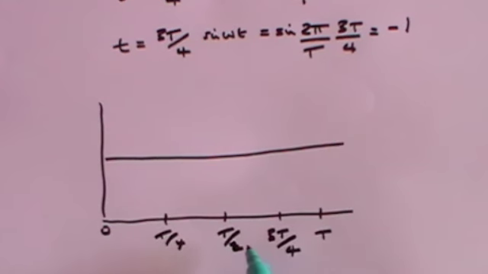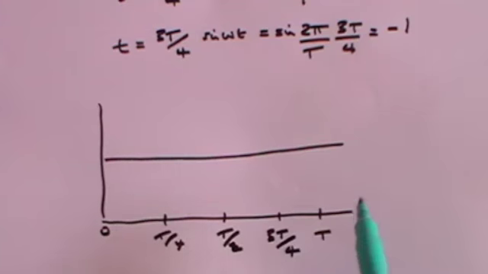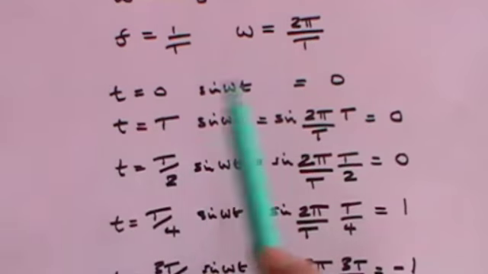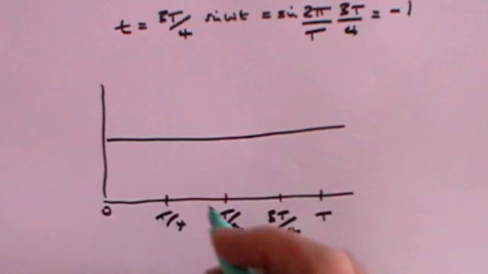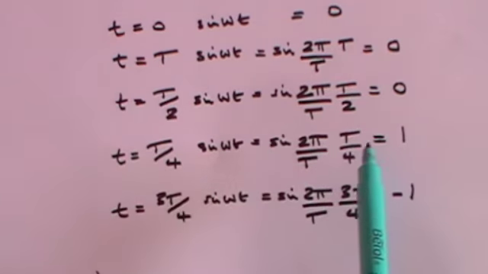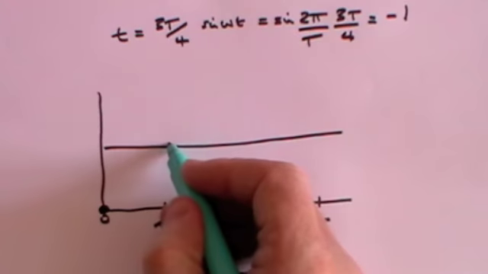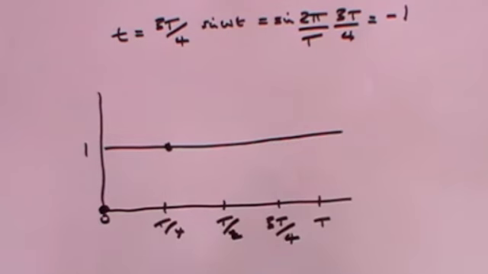So now if we plot what we've just found, let's say this is 0, this is T over 2, this is T over 4, and this is 3T over 4. So we're going quarter T, half T, 3/4 T, and T. We can put our values in. When t was 0, sine omega t is 0. When t was T over 4, sine omega t was 1. Let's say that that's the value of 1.